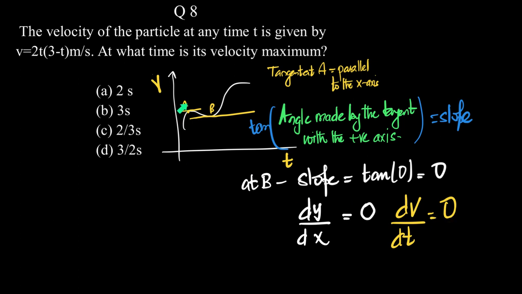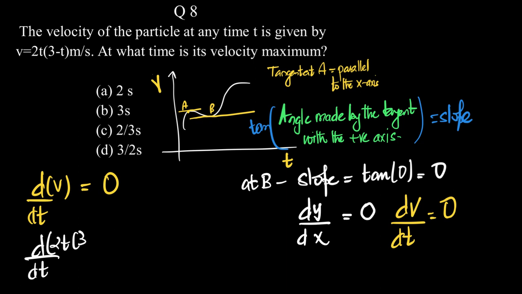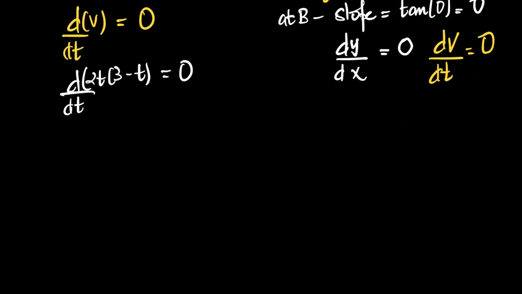The slope at this point A, and for that matter, slope at this point B will basically be the change in y-axis with respect to change in time. Or in other words, this is basically time rate of velocity, which should be equal to 0. Now, what is time rate of velocity? It is d by dt of velocity, which is given as t into 3 minus t, and this should be equal to 0. What is d by dt of t into 3 minus t? It is d by dt of 3t minus t square is equal to 0.